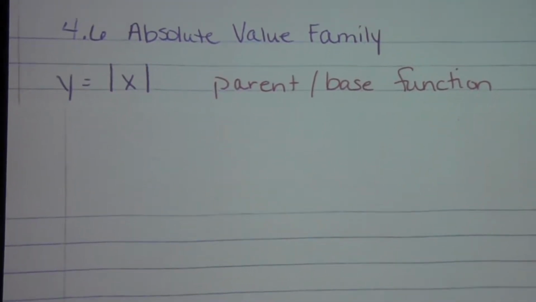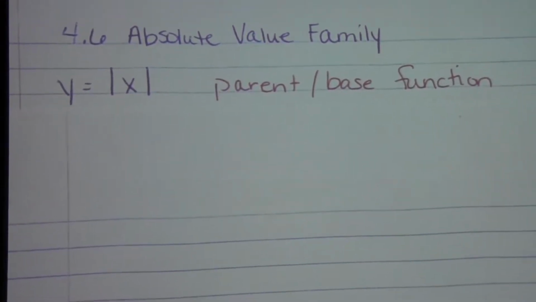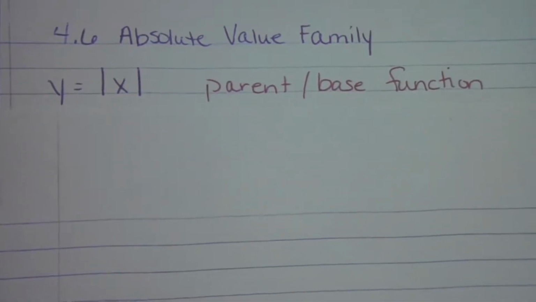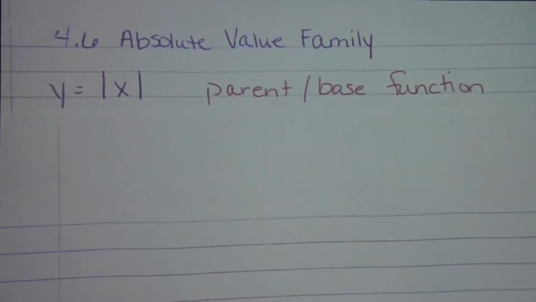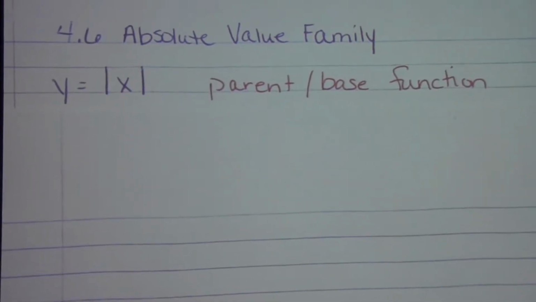So, we're going to start today with a new family, our third in our families. Remember we did the quadratic family, our parabolas, and we worked with them again yesterday, and then we did our square root family, and we worked with those again yesterday. And today we're going to add a new family, and that is the absolute value family.